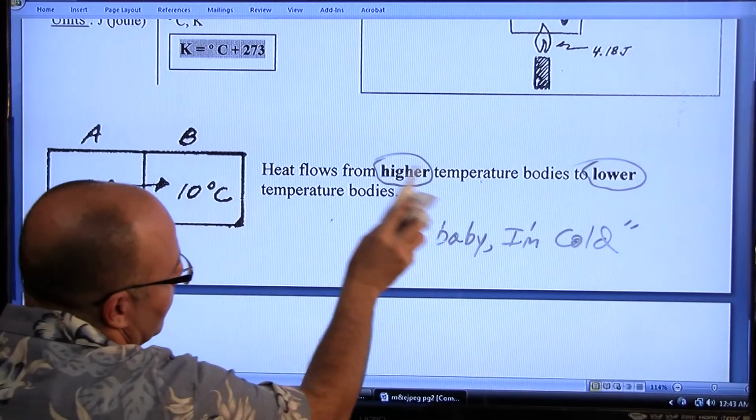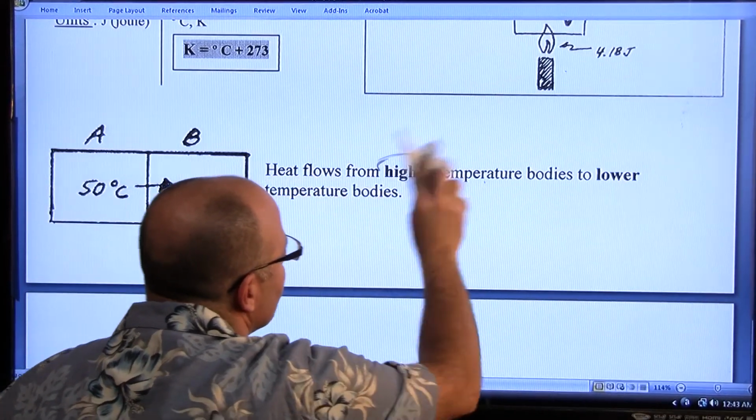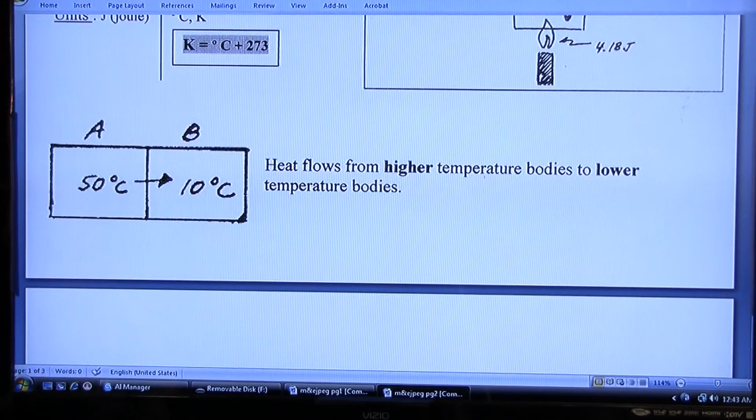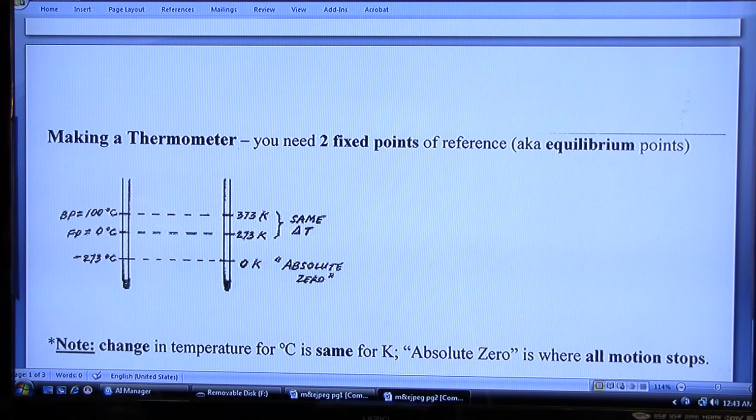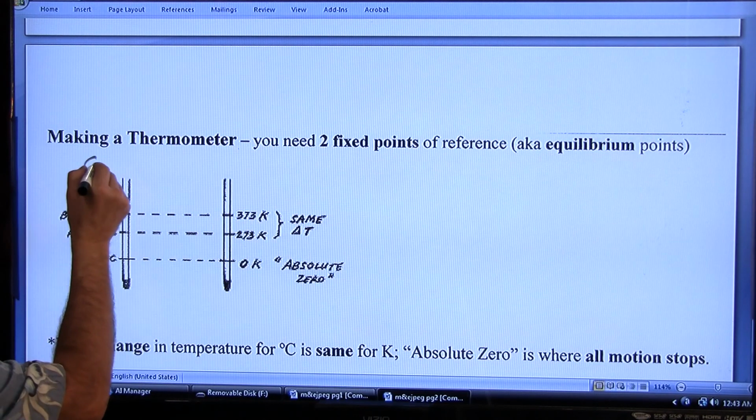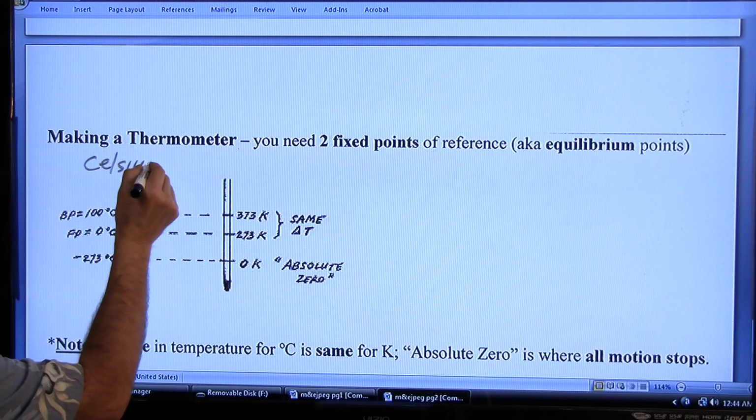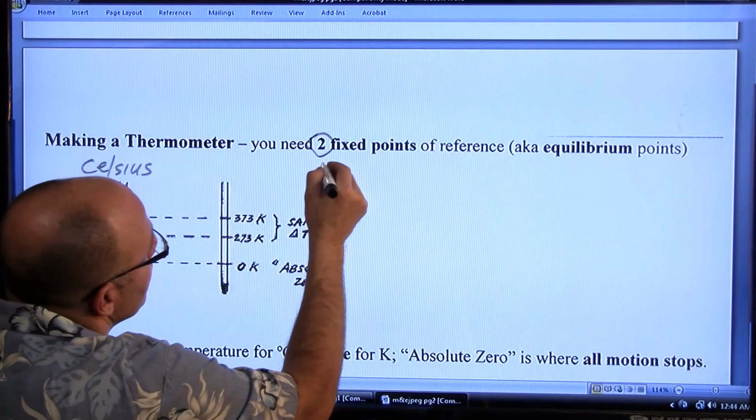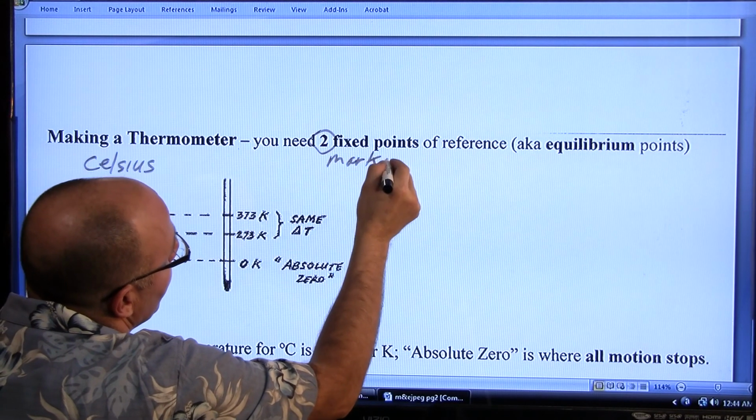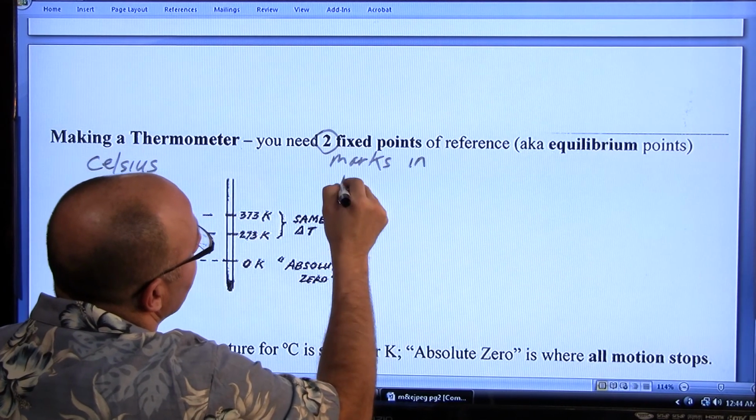Now, the two thermometers that you need to know about are the Celsius and Kelvin thermometer. And to make any thermometer in general, you're going to need two marks on the mercury tube. So when Celsius started his thermometer, he started with a mercury tube that had no markings on it. To start his scale, he had to have two fixed points of reference. In other words, two marks in the mercury tube.